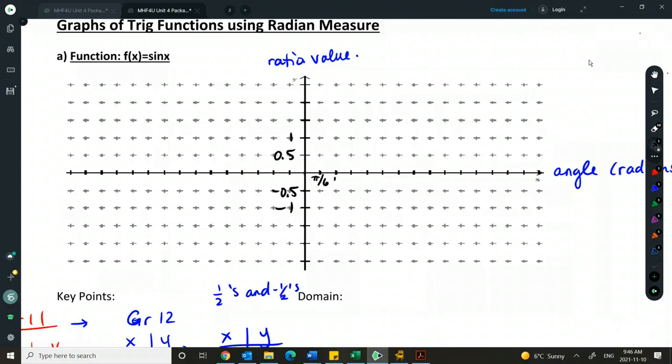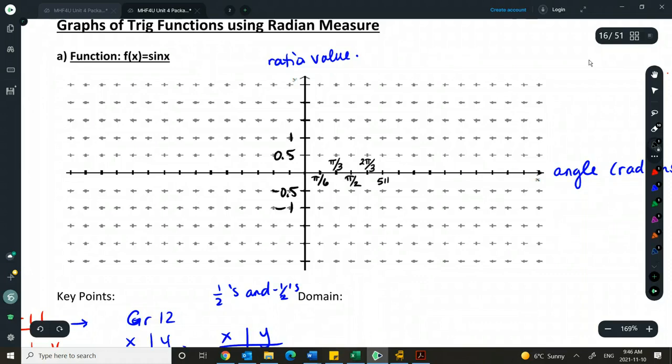Actually, maybe I'll do this on the opposite side here. That was 2 pi over 6. 3 pi over 6 reduces to pi over 2. 4 pi over 6 reduces to 2 pi over 3. 5 pi over 6. 6 pi over 6 is just pi. 7 pi over 6, 8 pi over 6 reducing to 4 pi over 3, 9 pi over 6 reducing to 3 pi over 2, 10 pi over 6 reducing to 5 pi over 3, 11 pi over 6, and 12 pi over 6 that will reduce to 2 pi.